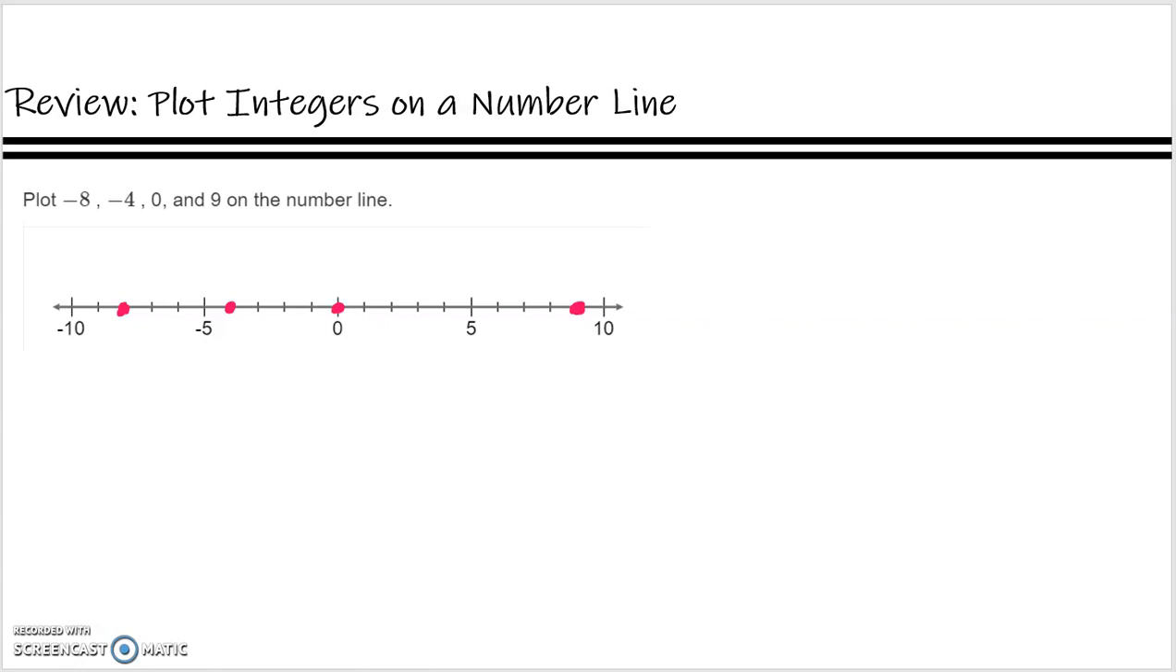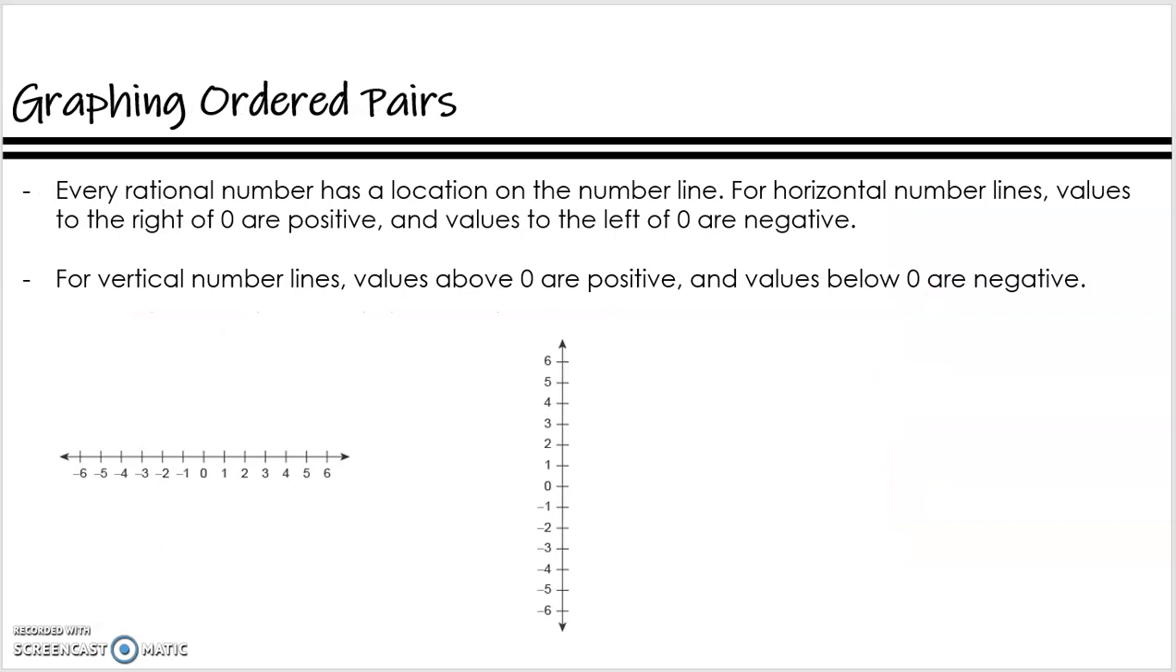Okay, and if you were doing a vertical number line and you had to graph these, everything above 0 is positive and everything below 0 is negative. Here are two number lines. Just like I was talking about for horizontal number lines, going to the right is positive, going to the left is negative. For vertical number lines, above is positive and below is negative.